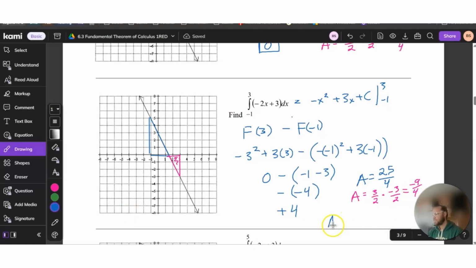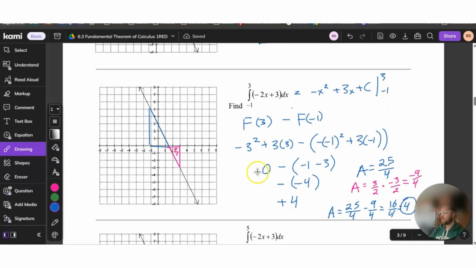Yep. So why did we do that first thing? Because that's the area it is. We don't have to. I'm just showing you it's the same. Normally, you're not going to bother doing the areas. I'm just showing you right now that they mean the same thing. So I get 25 fourths minus 9 fourths, which is 16 fourths, which is 4. Exactly what we got. Okay?